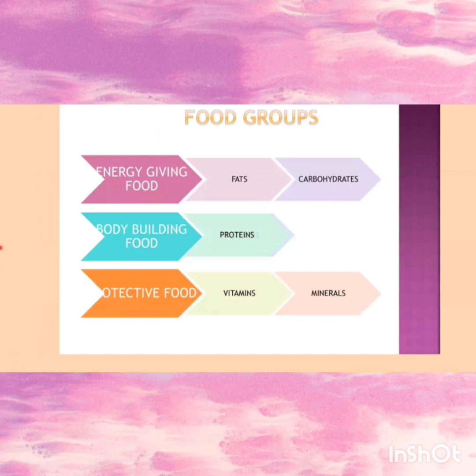Children, food items are classified into following three categories. Number one, energy giving food, fats and carbohydrates. Bodybuilding food, that is proteins. And protective food, that is vitamins and minerals.